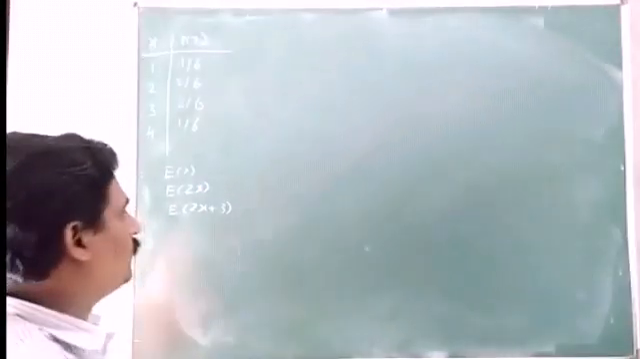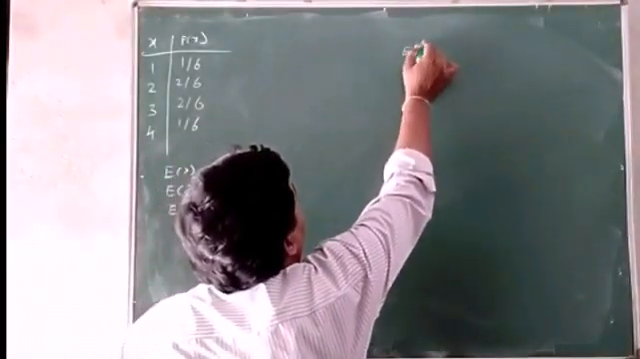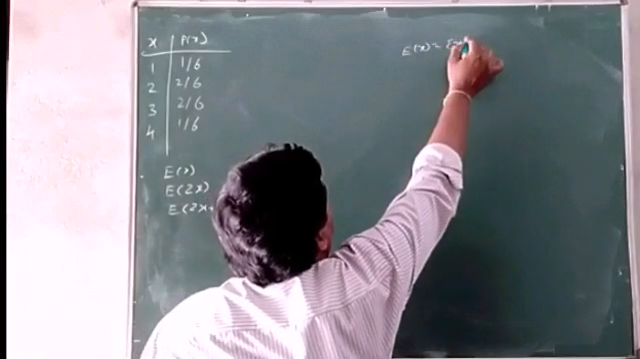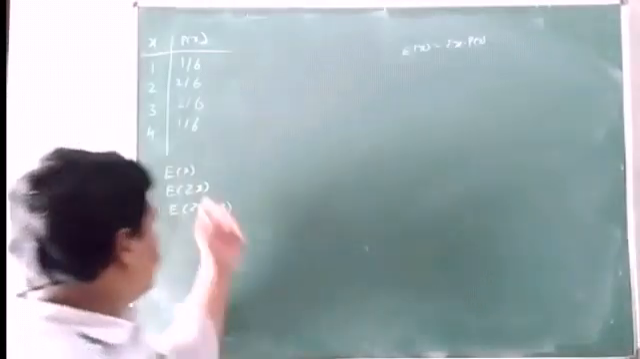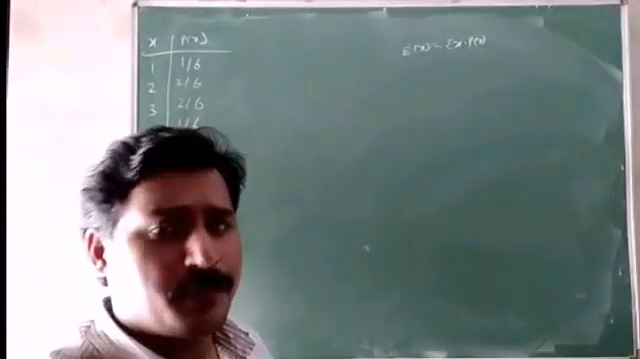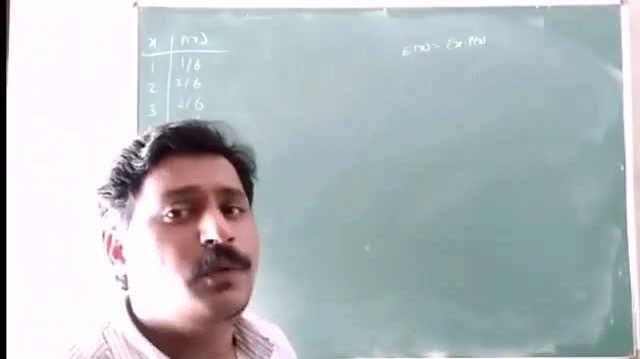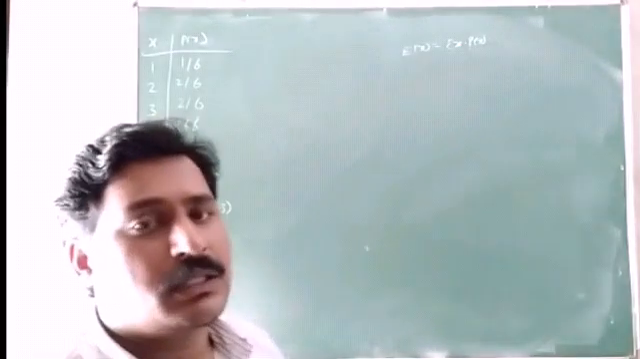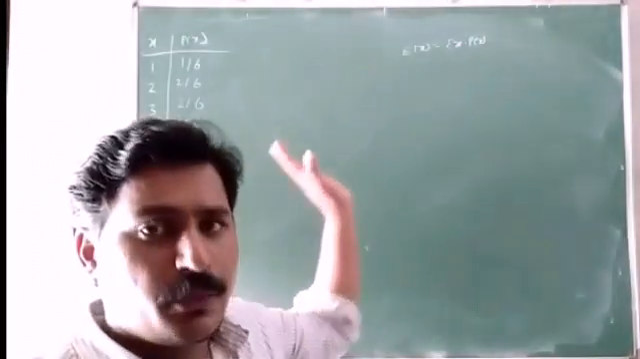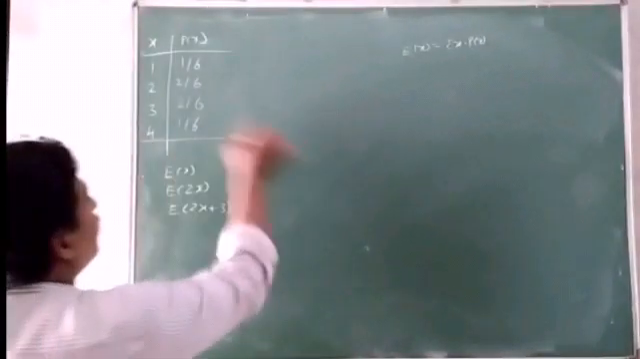Okay, so first let us find these three values here. What is the value of E of x? E of x is equal to summation x into P of x, and E of 2x, that we already proved. So E of ax is equal to a into E of x, but let us find it with the help of the table here. Okay, so first let us find E of x.